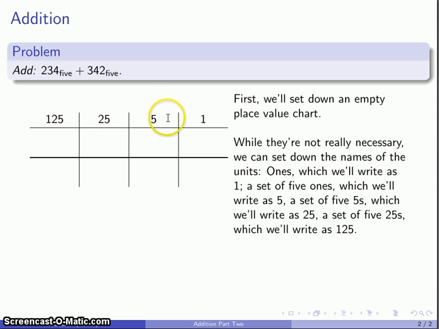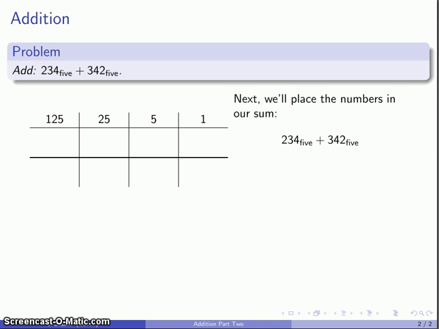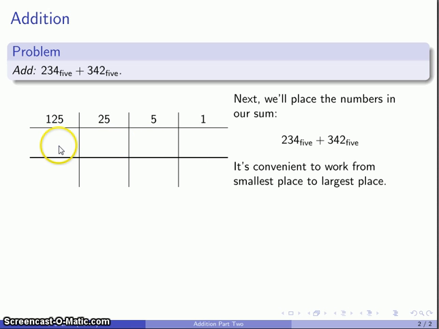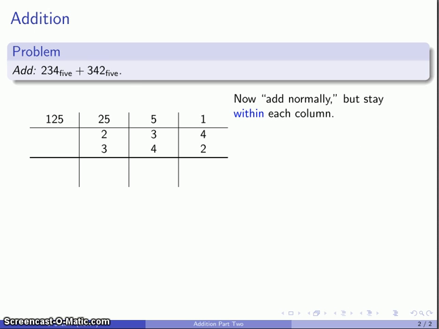Again, we don't really need to know what these are. They're not going to be important for the operation in base 5, but it's convenient to have them to refer to later. So next we're going to want to set down our add-ins. Now, it is convenient if we write them from smallest place up to highest place. So for our first add-in, we'll write 4, then 3, then 2, working from lowest to highest place value. And then for our second add-in, we'll write 2, then 4, then 3, again working from lowest to highest place value.